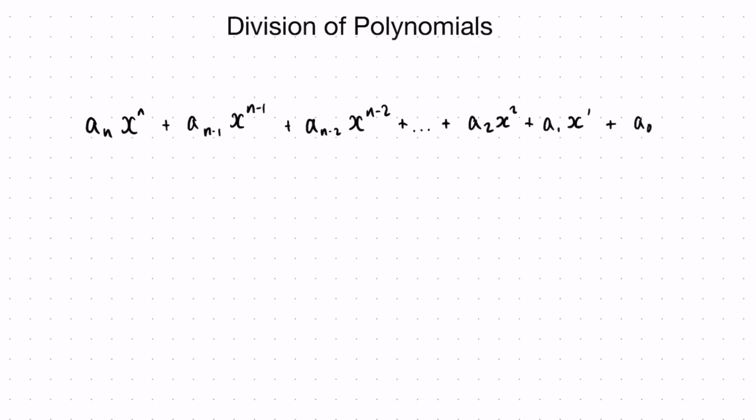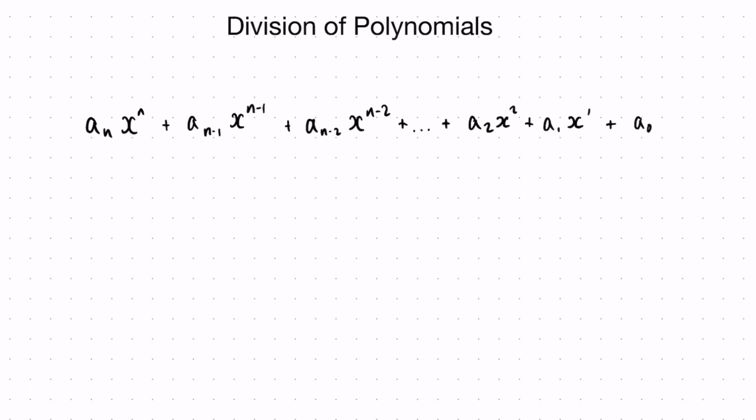Kia ora, and welcome to a lesson on Cambridge Mathematics P2 and P3 division of polynomials. So today we're going to be looking at how you can divide a polynomial to find a quotient as well as a remainder.